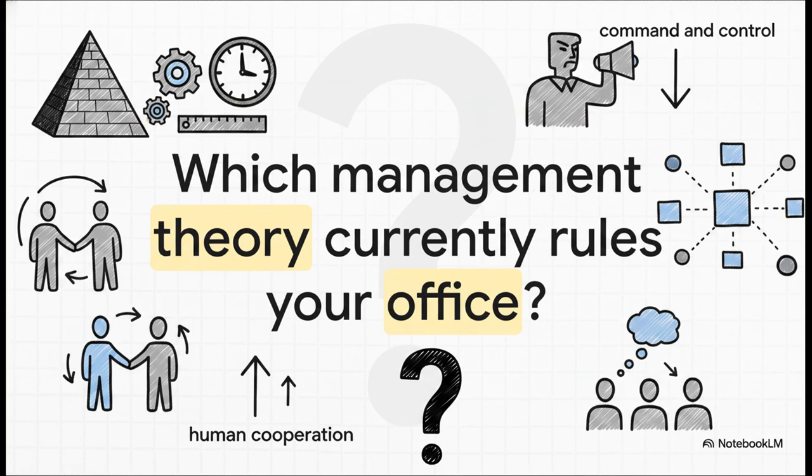So I want you to think about your own workplace tomorrow morning. Is your boss relying on Fayol's strict command and control? Are they focusing on Follett's human cooperation? Or are they using a modern contingency approach, adapting to whatever gets thrown at the team?